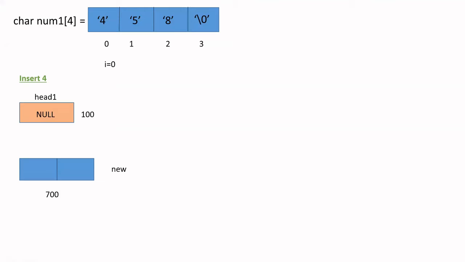So we have created a new node, and inside the data field of the new node, we are going to store 4. So data of new equals 4. And as it is the first node inside our linked list, the next field of the new node will point to null. So we will do next of new equals null. Now we need to store the address of the new node inside head. So for that we will do head equals new.